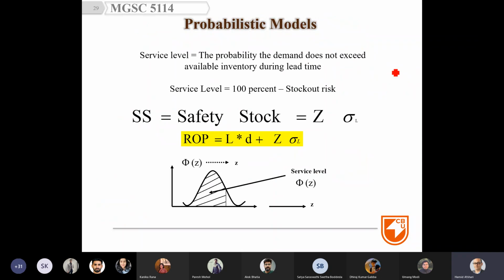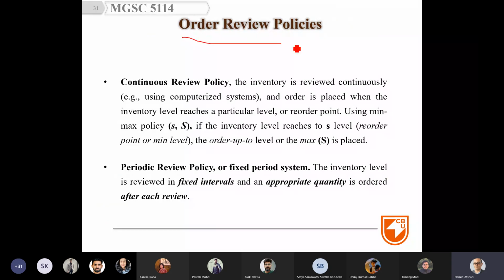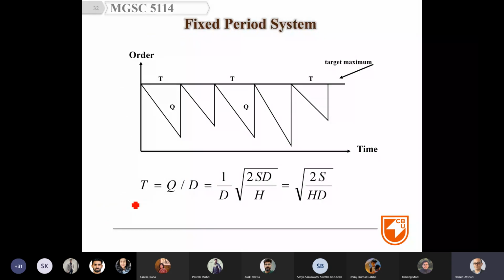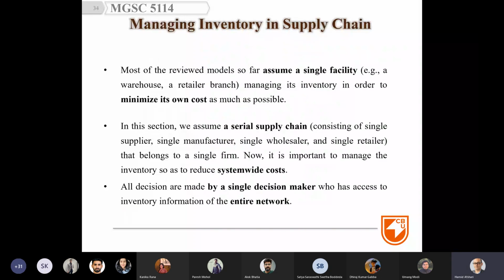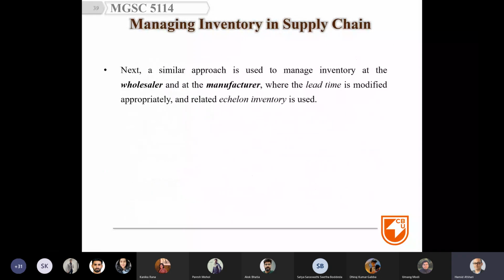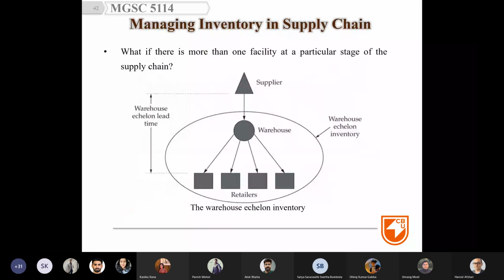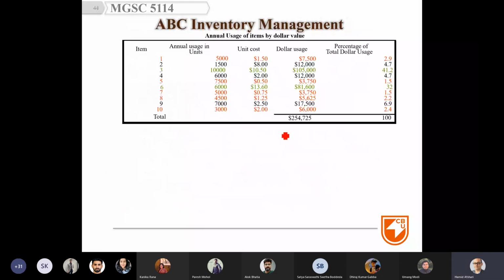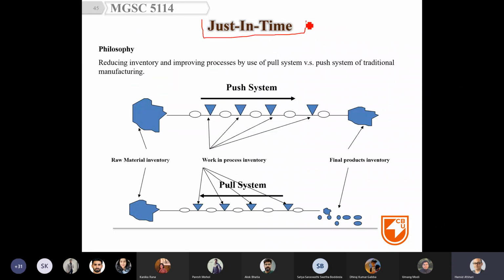And there are some formulas for how to calculate that. I'm not going to ask all of these questions. I'm not going to ask order review policies. These are just extra information for you. You can read them. This is the idea behind how inventory is managed in supply chains. And one example, ABC inventory management. This will be discussed in other courses as well. I'm not going to review it again, but the slides are provided. Just-in-time systems, what do they mean and how can they help to minimize the inventory system? They will not be asked.